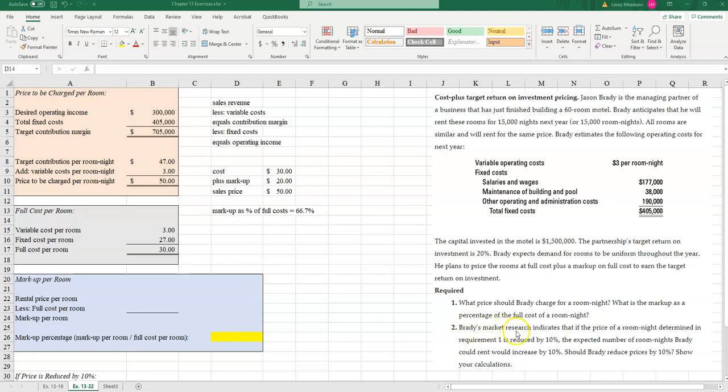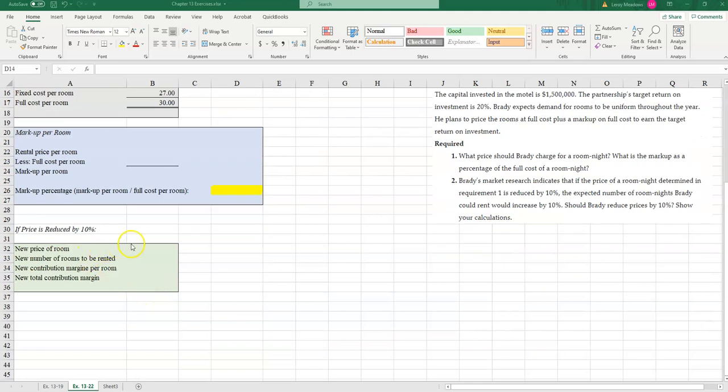Brady's market research in requirement 2 indicates that if the price of a room night determined in requirement 1, which was $50, is reduced by 10%, the expected number of room nights Brady could rent would increase by 10%. Should Brady reduce prices by 10% and show your calculations? Okay, so let's take a look here.